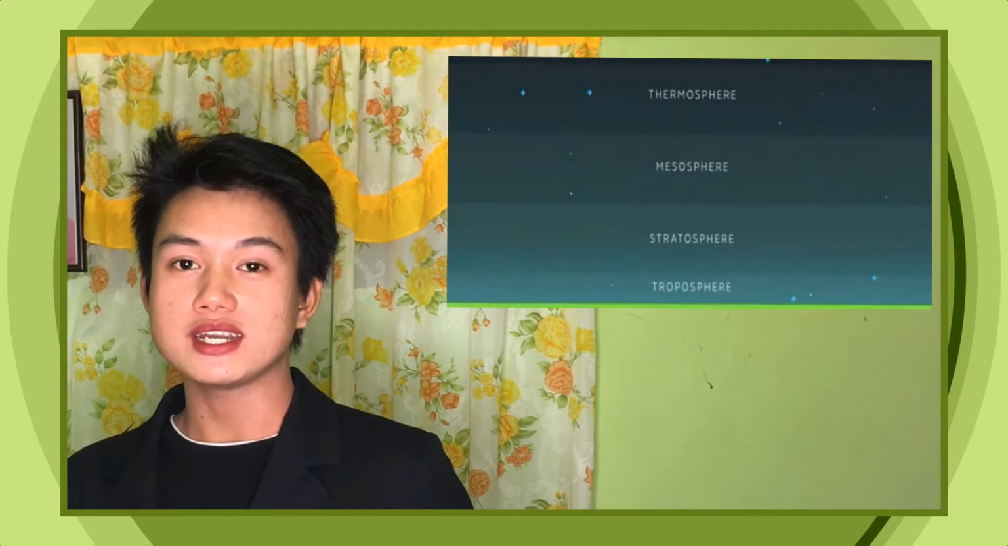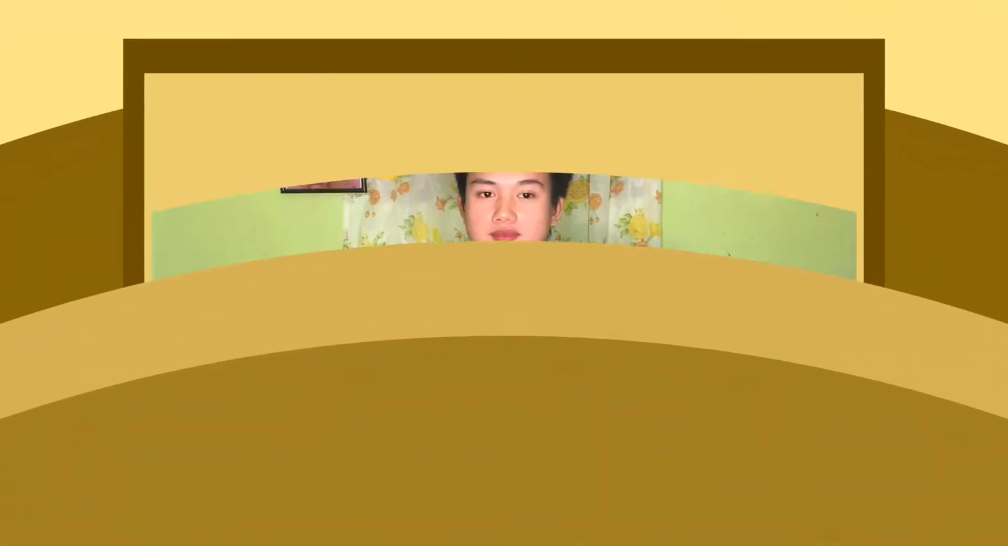It allows life to exist on Earth by protecting us from the harmful beams of the sun's radiation, whilst also keeping the Earth warm through a process called the greenhouse effect. The atmosphere is split into 4 main layers, namely the troposphere, the stratosphere, the mesosphere, and the thermosphere.